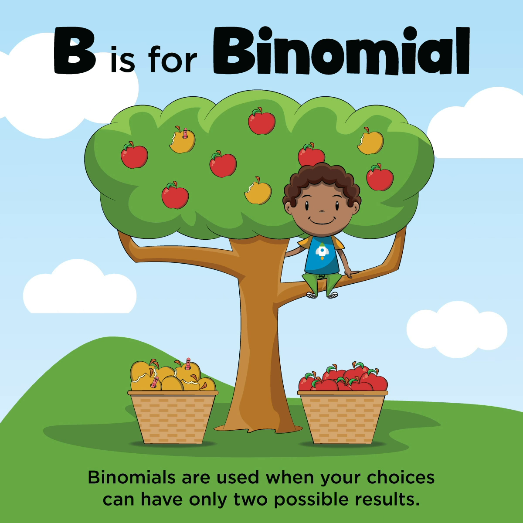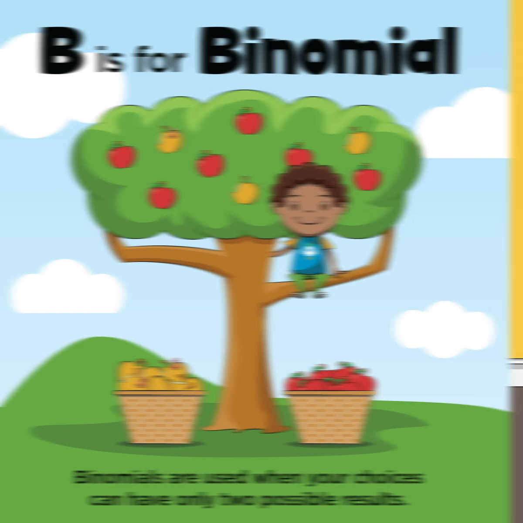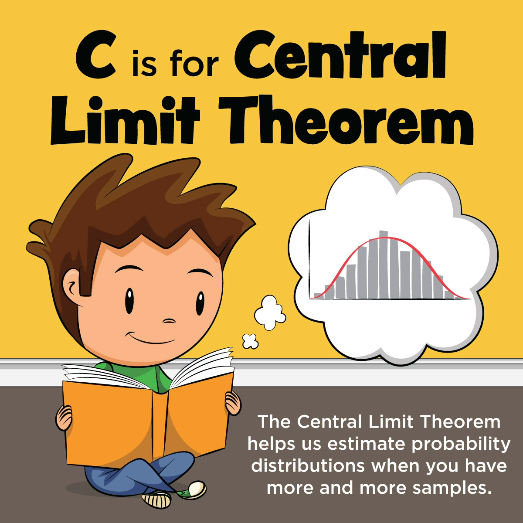B is for Binomial. Binomials are used when your choices can only have two possible results. C is for Central Limit Theorem. The Central Limit Theorem helps us estimate probability distributions when you have more and more samples.